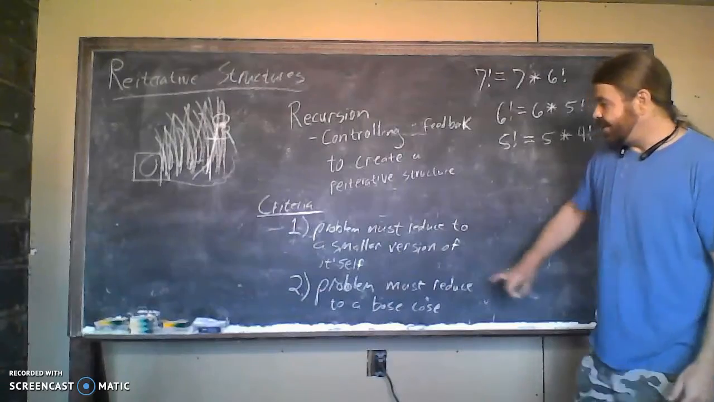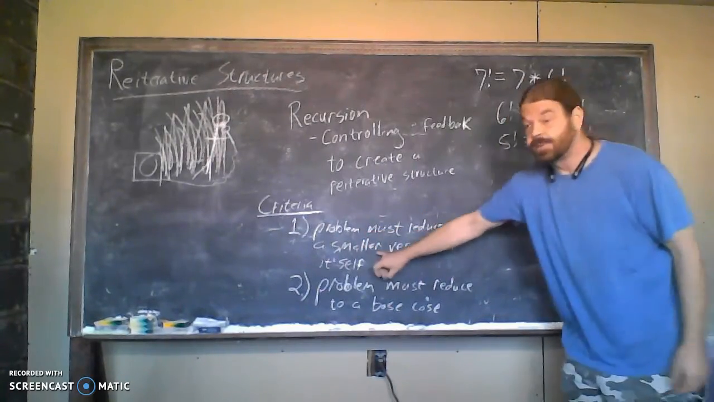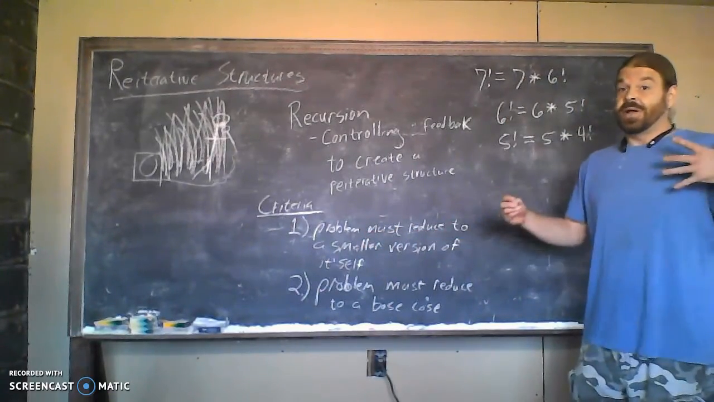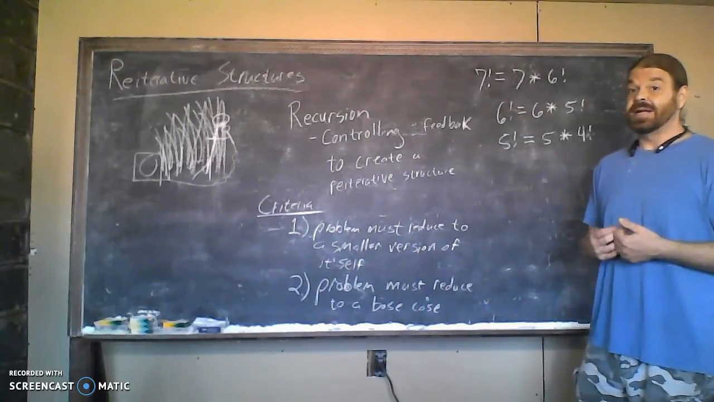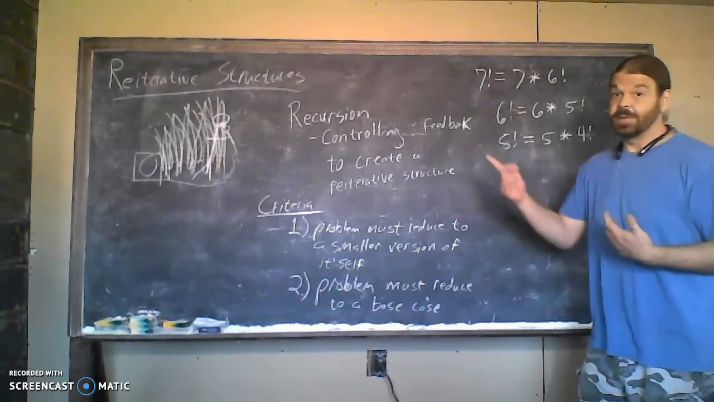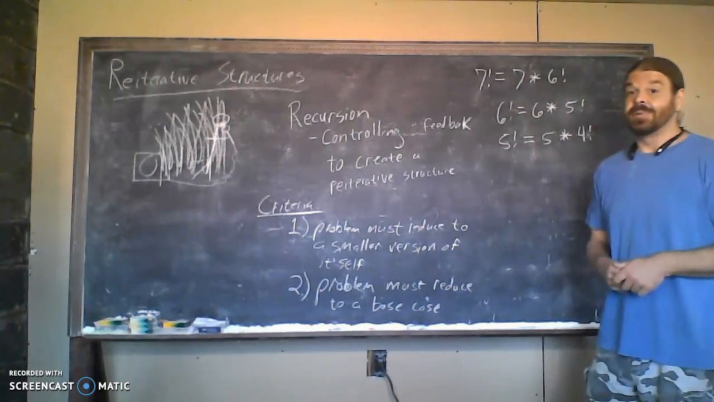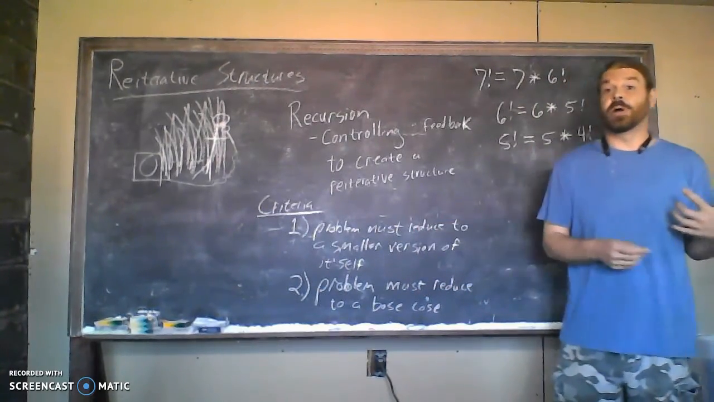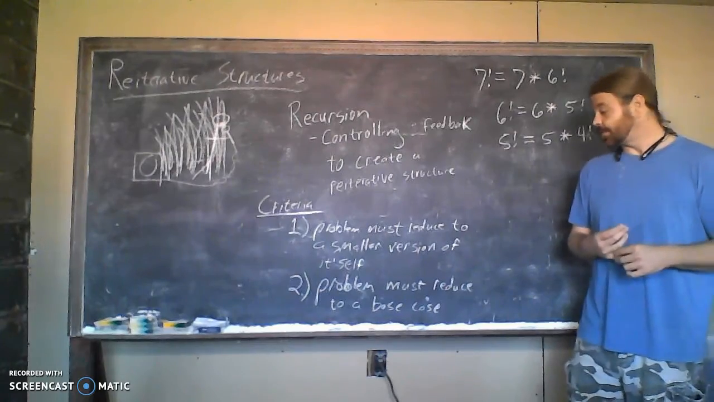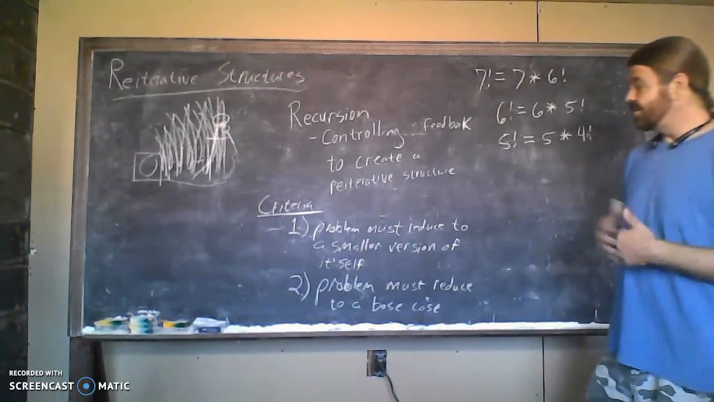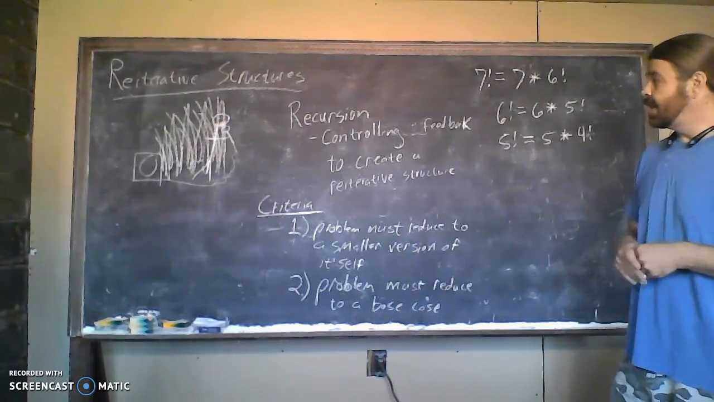So these are our criteria. The problem must reduce to a smaller version of itself. And if it doesn't, it has to be reformulated in such a way that it does. And this is what the machine does naturally. And the problem eventually has to stop. That reduction has to stop somewhere so that we reach a solution. So that's kind of our 2 criteria.